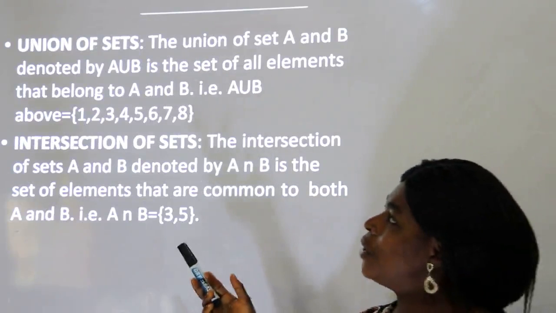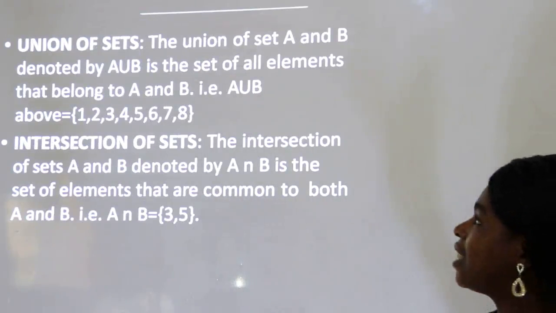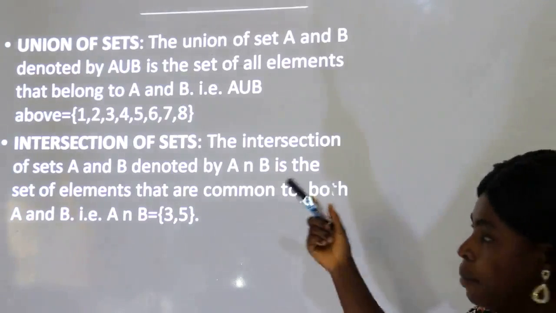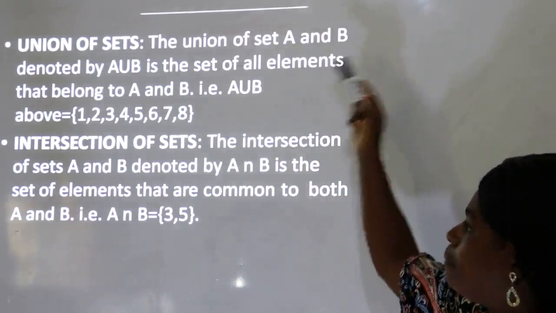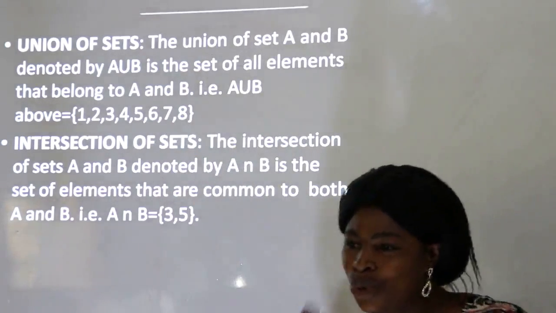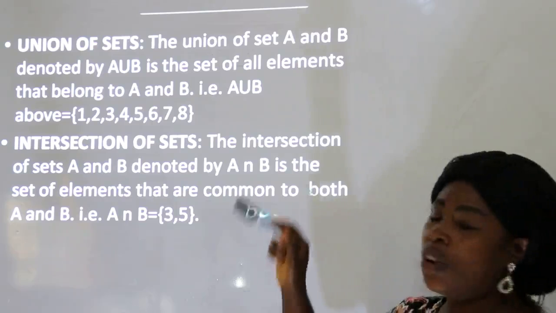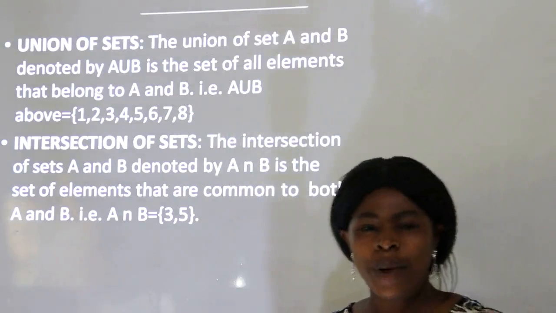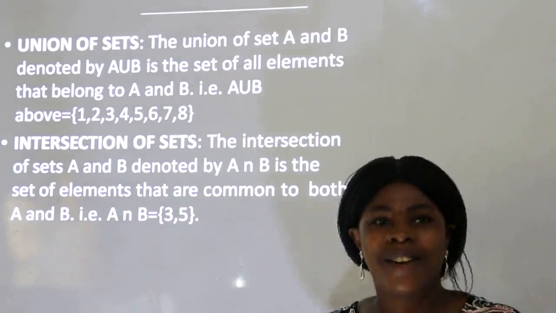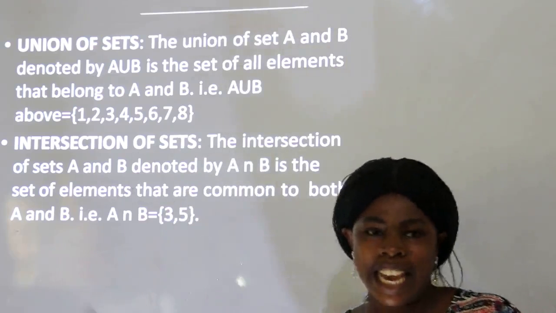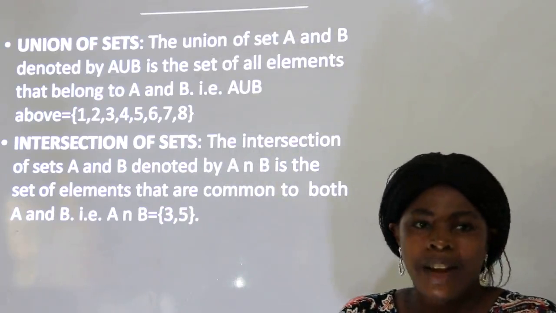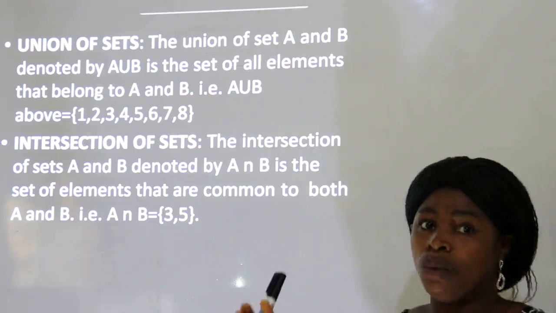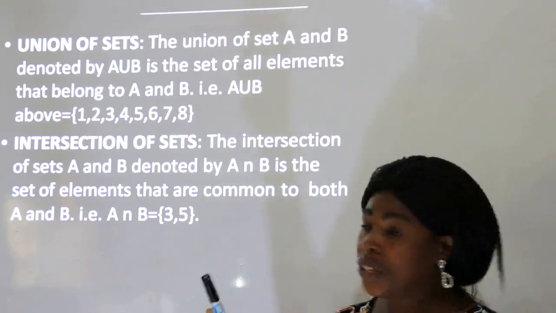We have union of sets. The union of set A and B, I'm using A and B as example here now, denoted by A ∪ B, we use ∪ for union. So A union B is the set of all elements belonging to A and B. When we talk about union, coming together, you unite, we bring all the elements in set A and all the elements in set B together, but without repetition. If you have repeated numbers, then you only pick one. That is union of a set.